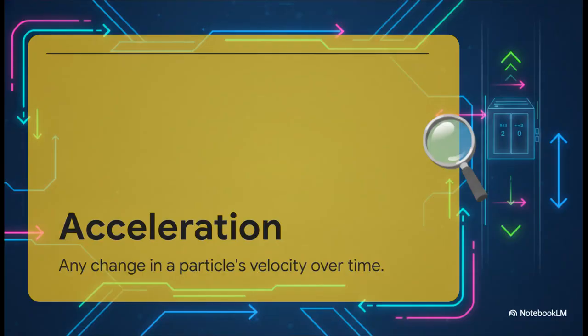So position changes over time, and that gives us velocity. But what happens when the velocity itself isn't steady?